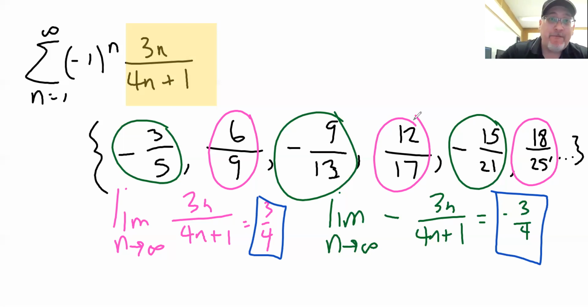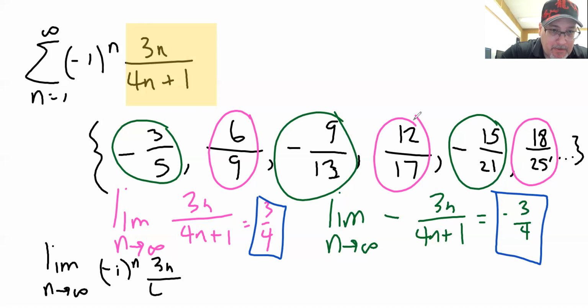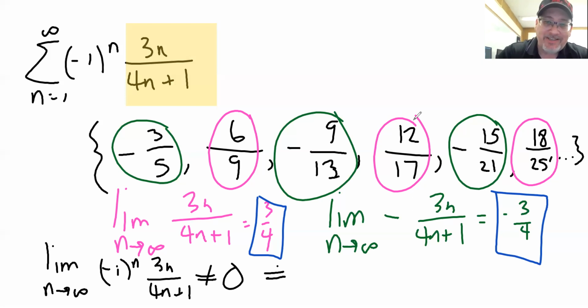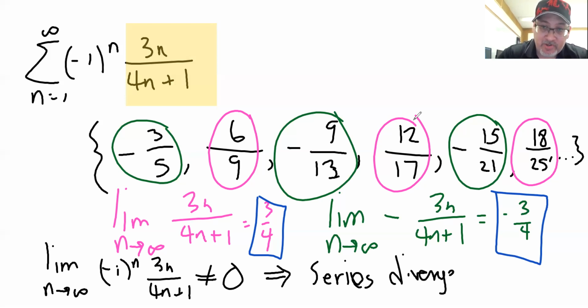But the test for divergence says if the limit as n approaches infinity of the nth term does not equal 0, and it doesn't here, it doesn't equal anything, but it certainly doesn't equal 0, the series diverges. The sequence diverges by oscillation. But according to the test for divergence, that means that the series diverges. Diverges by the test for divergence.